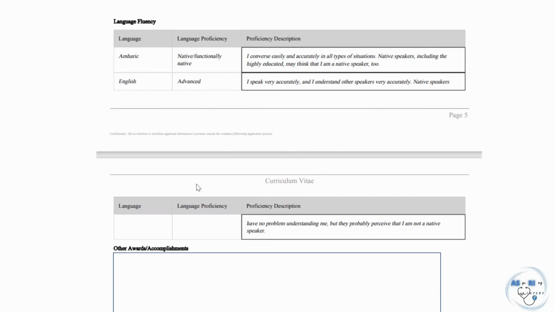So try to be honest. If you have other languages, add them, and again, don't lie. But when you add them, you should also mention the level of your language proficiency.